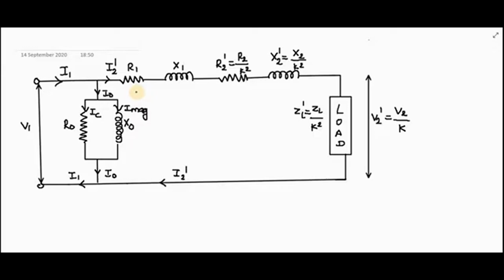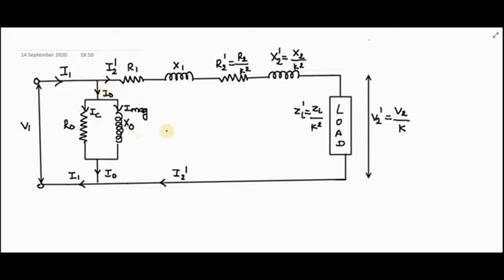Why? Because the no load current of the transformer is only about 3 to 5% of the full load primary current. So the error involved by the use of such a circuit is insignificant when we consider the behavior of the transformer on full load, and hence this circuit is called the approximate equivalent circuit of the transformer.